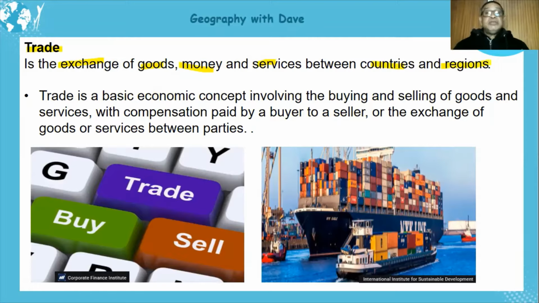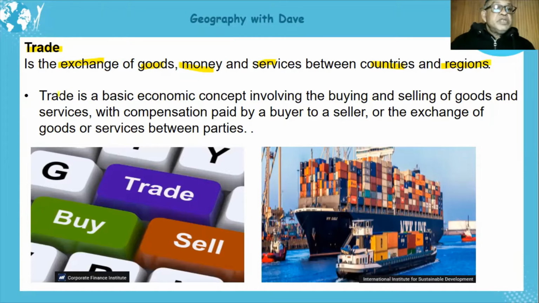So trade does not only have to happen between countries, like South Africa trading with China. It can happen within the country, within the provinces. It can happen within a region, like SADC. You understand, we trade with Namibia, Zimbabwe. So it can happen anywhere. It can be on a smaller scale and a larger scale. As I go through this, you will realize that.